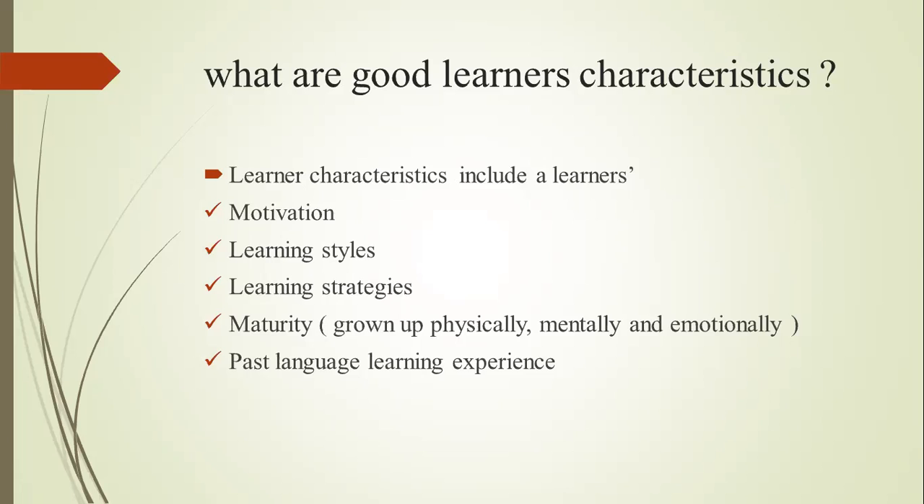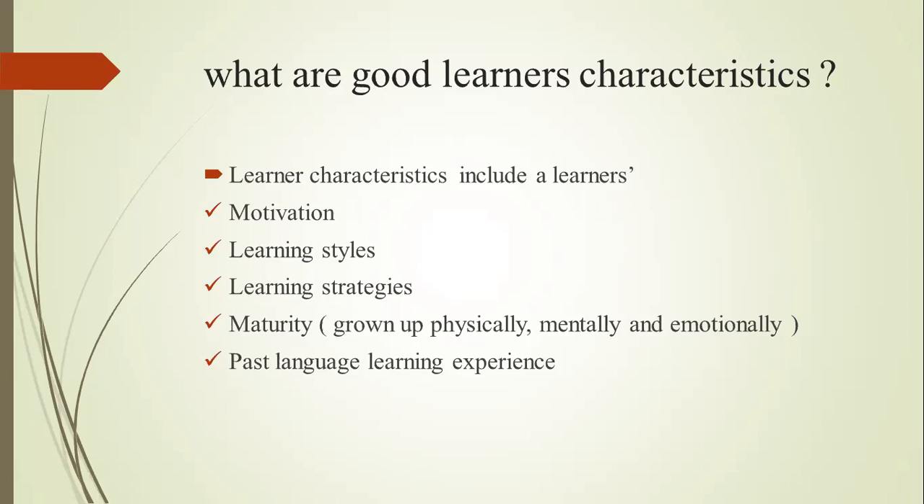Learning style: every student has their own different learning style. The genius ones always have good learning styles, so they prove themselves better. Learning strategies: students have different learning strategies. Some students learn at night, some in the evening, some in the morning. So every student has their own learning strategies to get the things, to command the things. Maturity is about the student's behavior, how they mature by behavior and grow up physically, mentally, and emotionally.